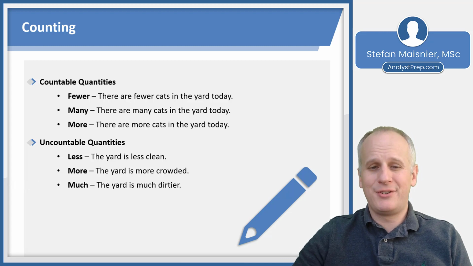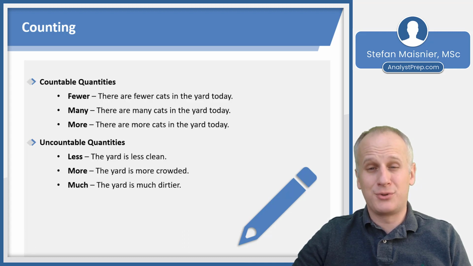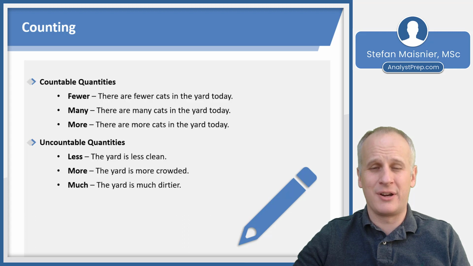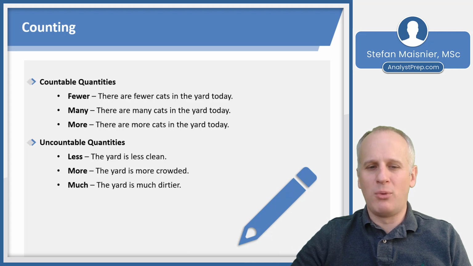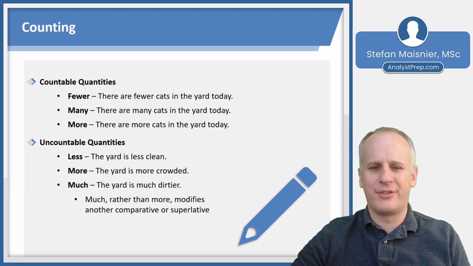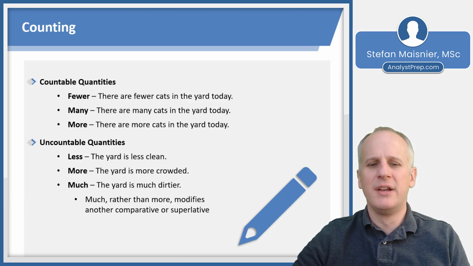And much means that you are also uncountable. So the yard is much dirtier. So to some degree, the yard is dirtier today than it was yesterday, and it's a significant degree by placing much in front of dirty. Now, the catch here between much and more, because you may be saying to yourself, that seems pretty similar, is that much rather than more is going to modify another comparative or superlative. So I wouldn't say the yard is more dirtier. That probably to some of you just sounds bad.